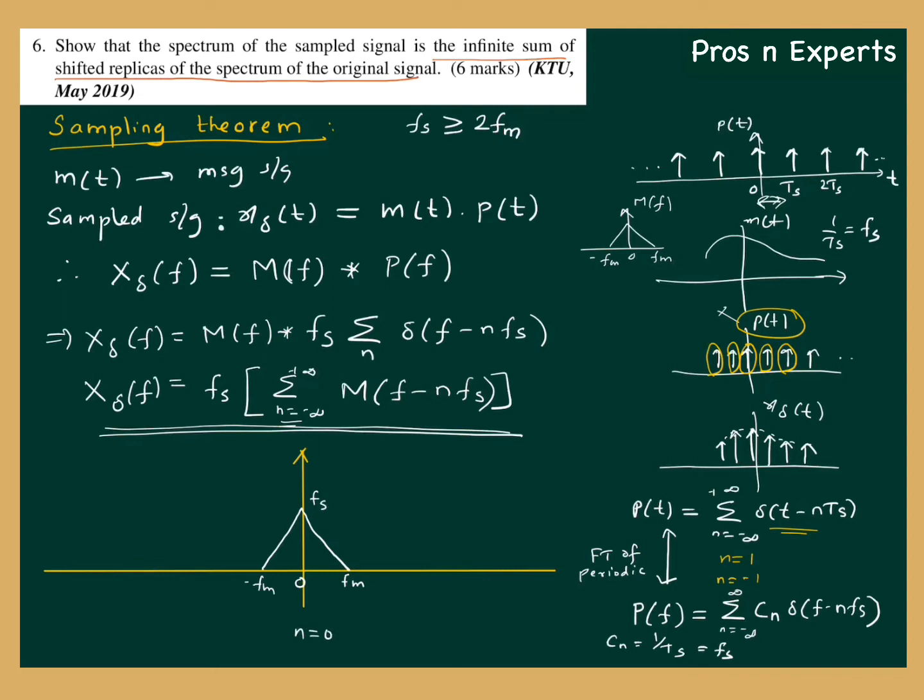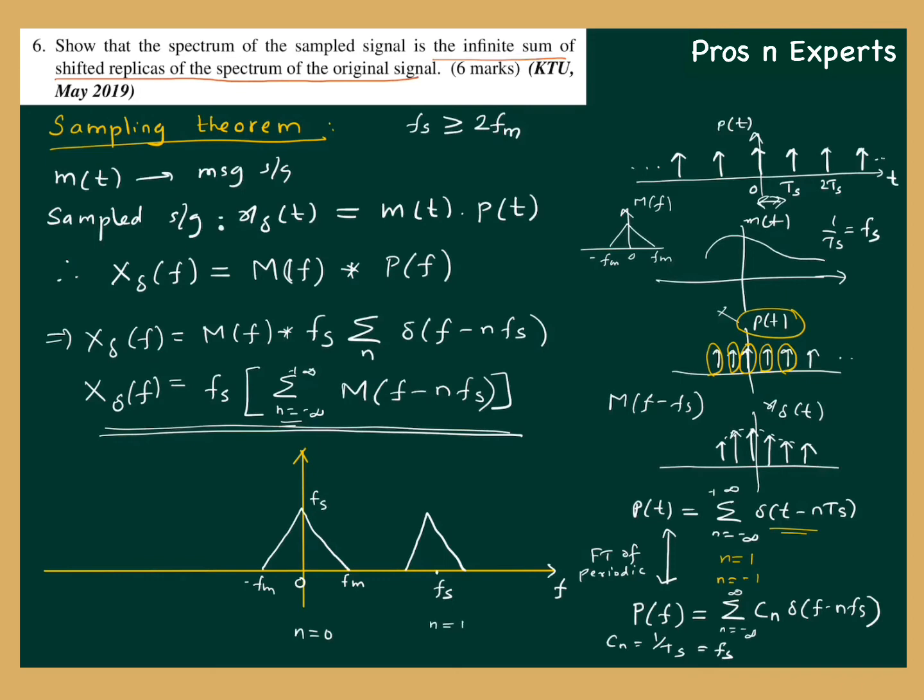For n equal to 1, this equation becomes X delta of f is equal to fs into M of f minus fs. What is M of f minus fs? It is nothing but shifting, right? If M of t minus ts, we shifted ts units to the right. Similarly, if it's a function of f, M of f minus fs is shifting the same spectrum fs units to the right. So I can draw the signal somewhere here if this is fs. This is for n equal to 1.